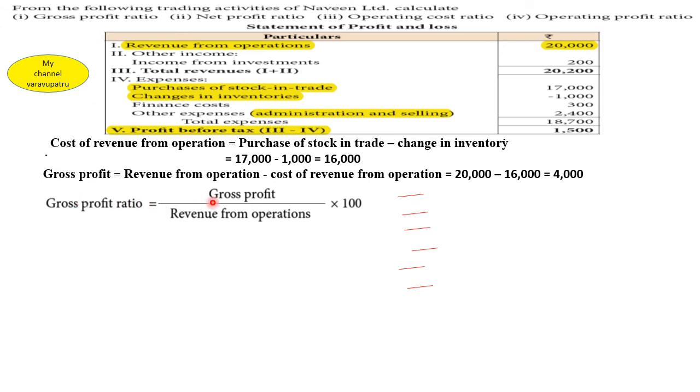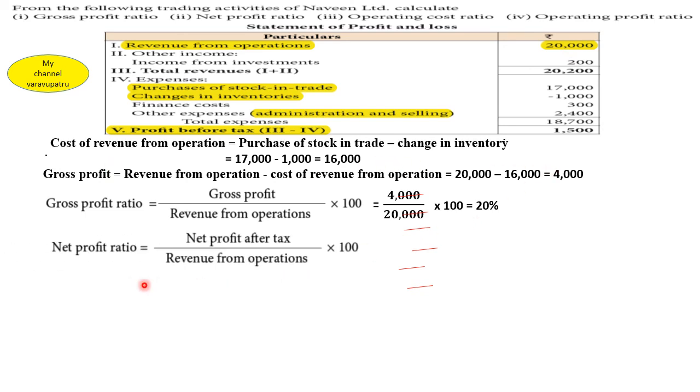Gross profit ratio is equal to gross profit by revenue from operation into 100. That is 4,000 divided by 20,000 into 100. Revenue from operation is 20,000. Gross profit we found here 4,000 is equal to 20%. Net profit ratio is equal to net profit divided by revenue from operation into 100. Net profit, that is profit before tax, is 1,500. So 1,500 divided by 20,000 into 100 is equal to 7.5%.